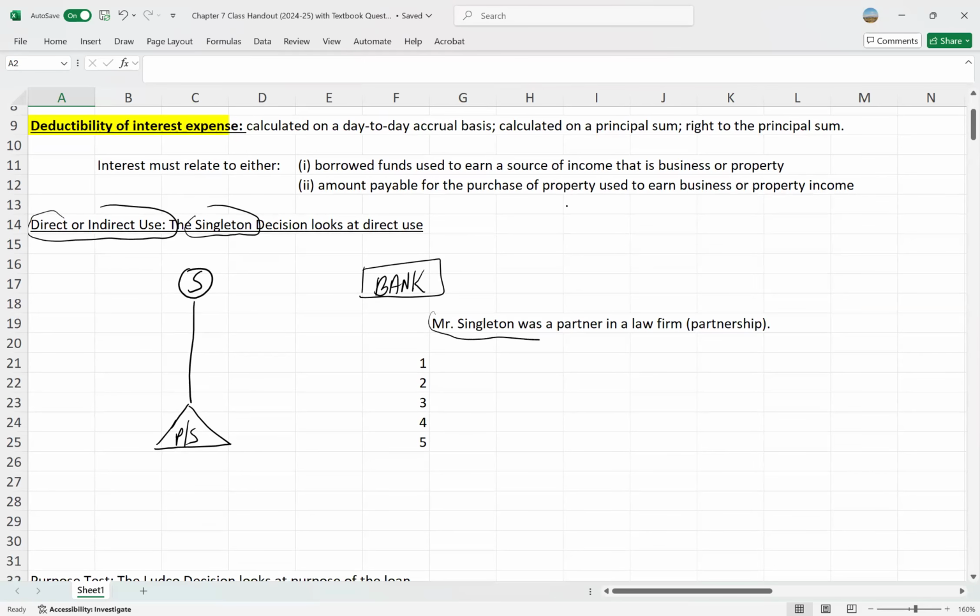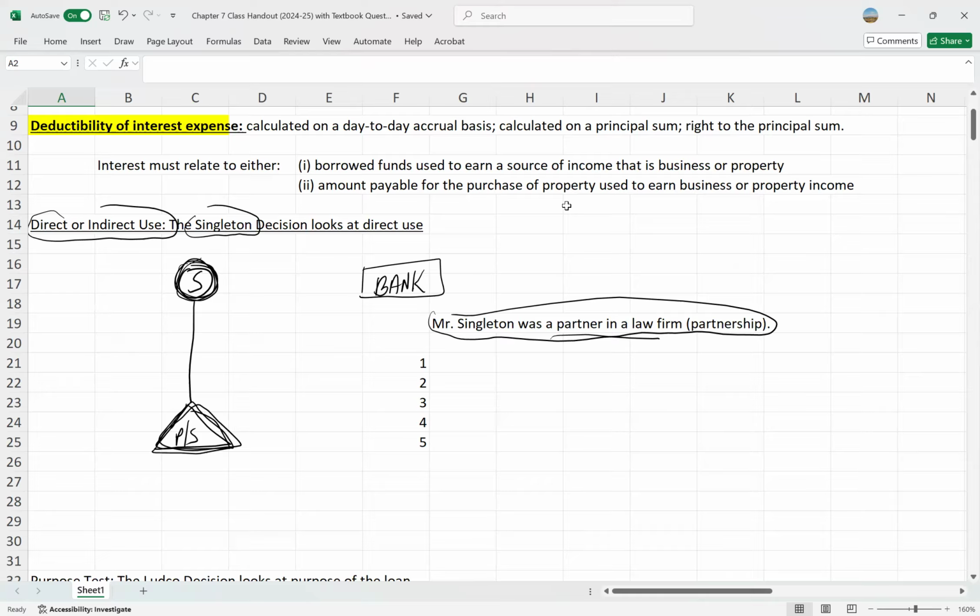Mr. Singleton was a partner in a law firm. So this is Mr. Singleton here, drawn with a circle. Usually when we draw diagrams for tax planning purposes, individuals are drawn with a circle. Now, he was a partner in a law firm. And so this partnership down here, this is the law firm. And partnerships are drawn with a triangle because they're a flow-through entity.